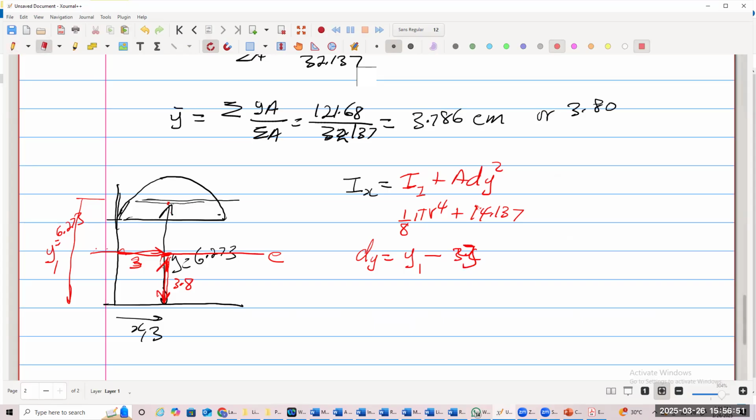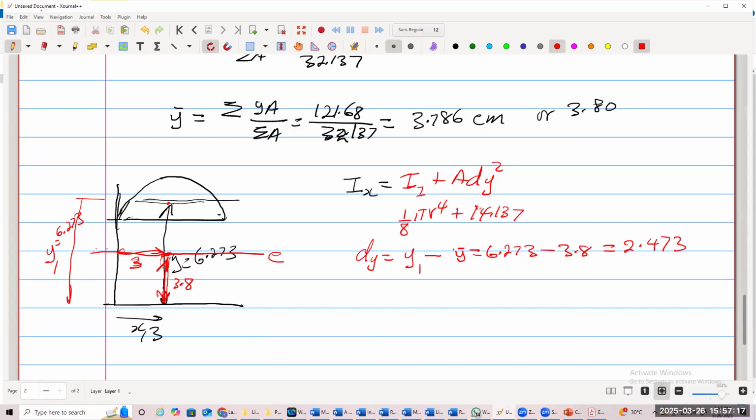And you do that for all the figures then. So it is as easy as that. So this is y bar. So it is going to be 6.273 minus 3.8. Give me the answer for that. So you give dy. How much is that? 2.473.